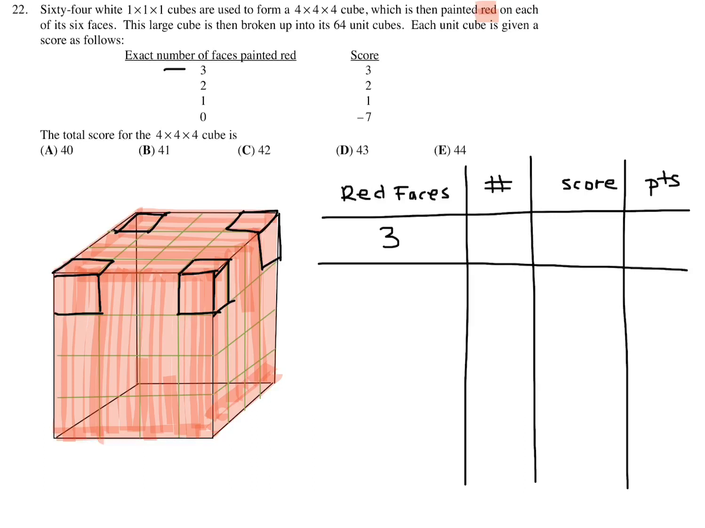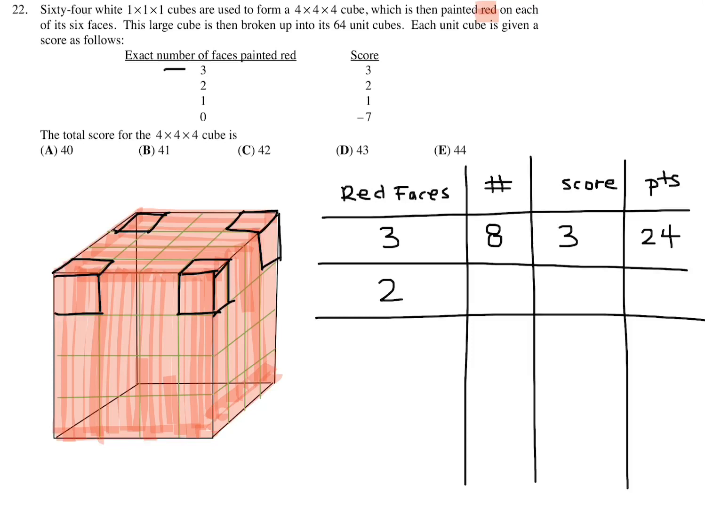So that makes 4 and 4, 8. 8 that are of the type that have 3 red faces. So the score for each of them is 3. So the total score is 8 times 3, which is 24. All right. So now let's go to the next one.